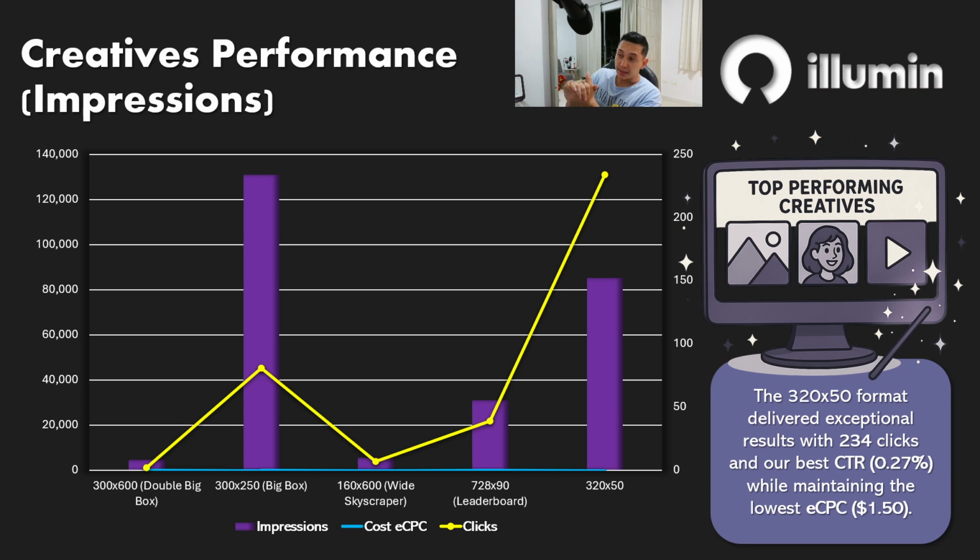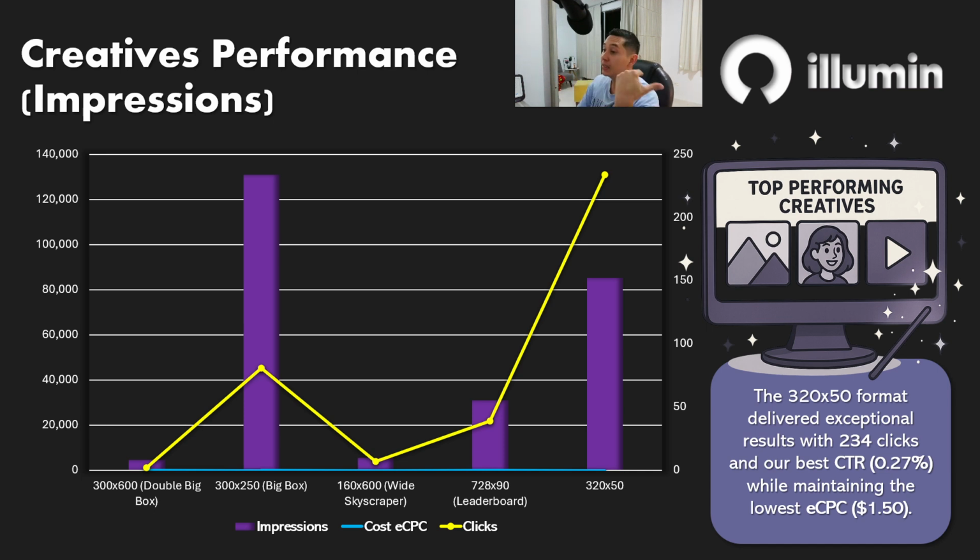Our analysis of creative formats reveals dramatic performance differences. Despite the 300 by 250 format receiving the highest impression volume, it was the 320 by 50 mobile banner that drove engagement, real engagement. What's fascinating here is how format choice impacts user behavior.